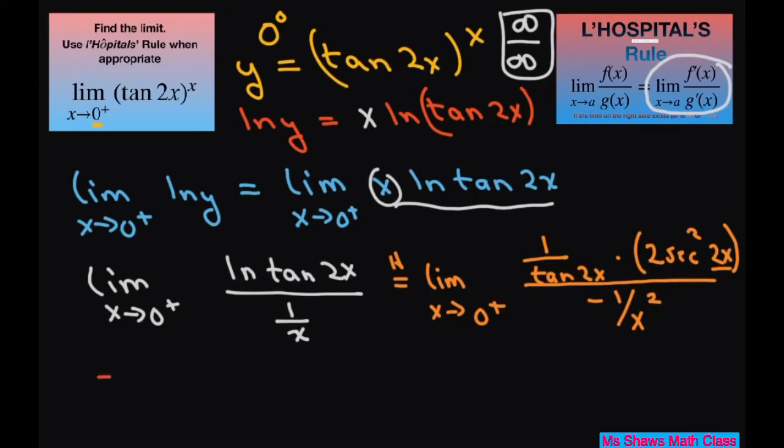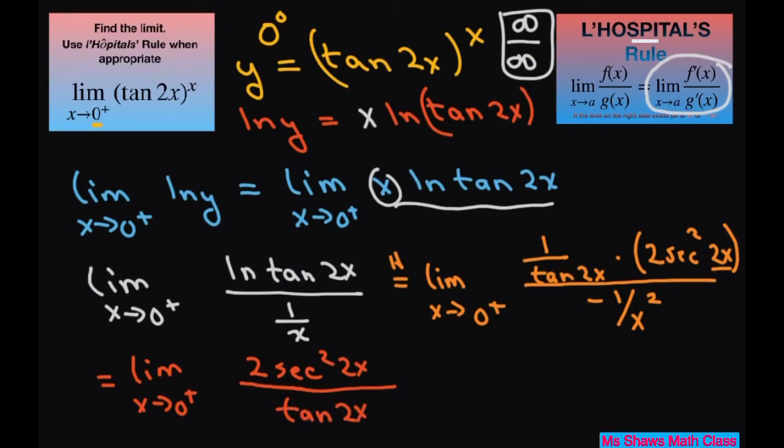So we're going to get this equals the limit as x approaches 0 from the right. And simplifying this, I'm going to get 2 secant squared of 2x divided by tan of 2x. And I can move this x squared up front. So I'm going to put the x squared here for now. And it's also going to be negative. So that takes care of that.